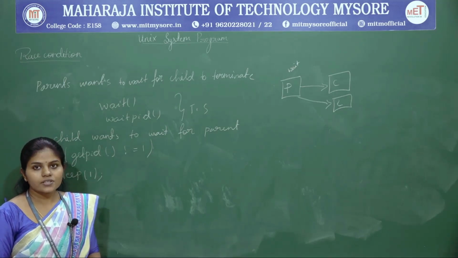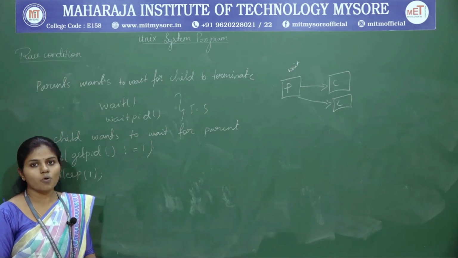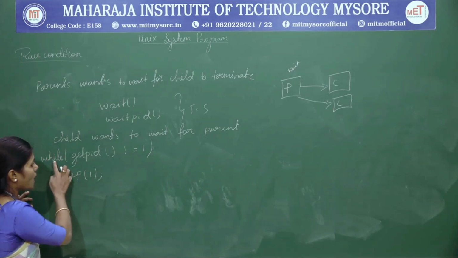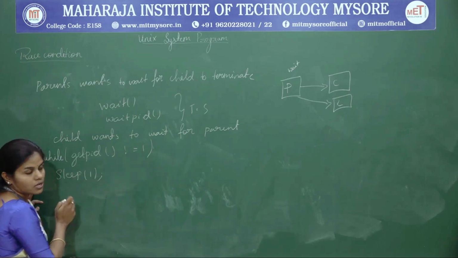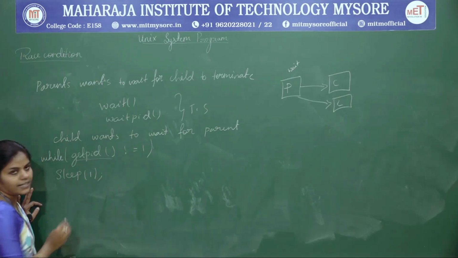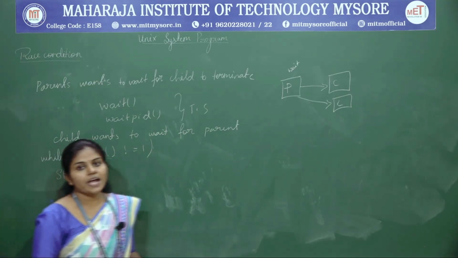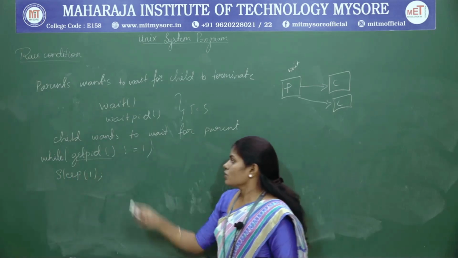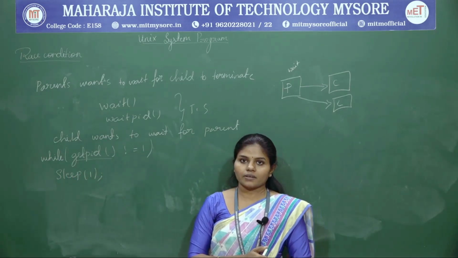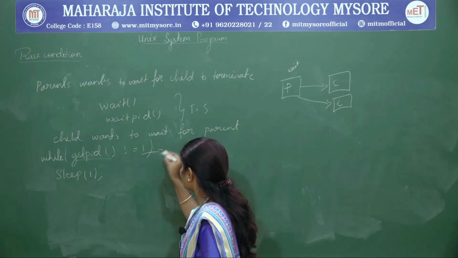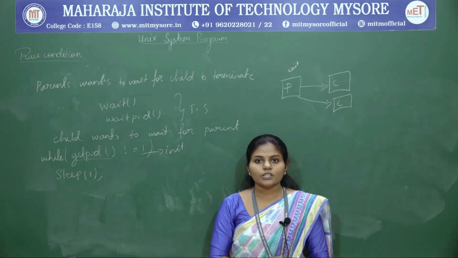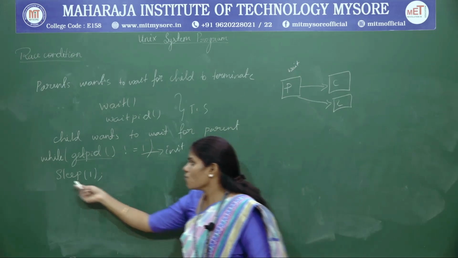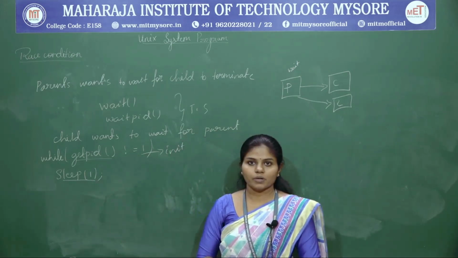In that case, it is going to make use of the small loop, that is while getpid of parent is not equal to 1. So that is the getppid. It is going to get the PID of the parent. So if it is not equal to 1, that means it is not an init process, so in that case it is going to make the parent sleep for 1 minute, right?